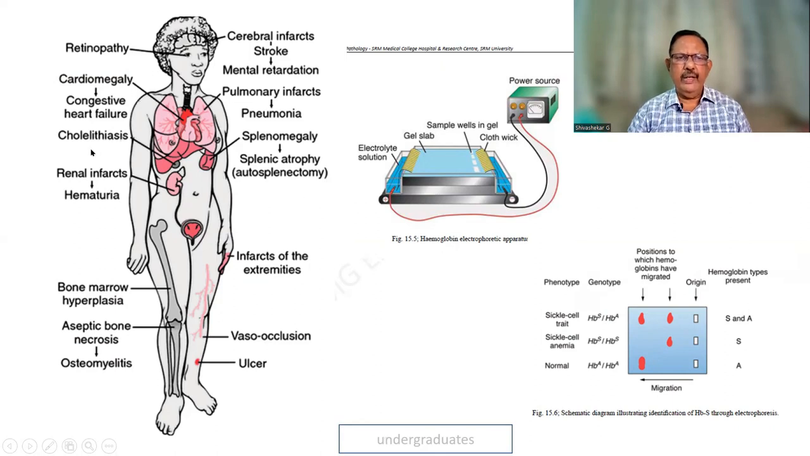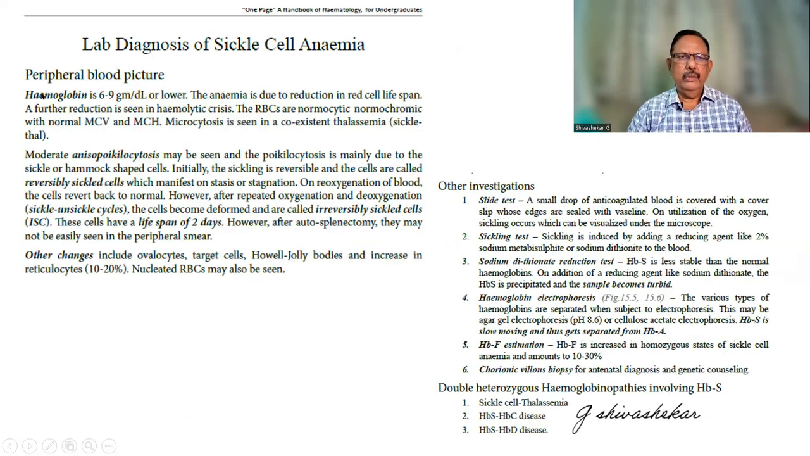Retinopathy, cardiac failure, cholelithiasis, renal infarcts, pulmonary infarct, cerebral infarct, any of the infarcts of the extremities, aplasia, vaso-occlusion, leg ulcers. Leg ulcers, classical history. It can be diagnosed by means of hemoglobin electrophoresis, wherein the hemoglobin S is getting separated. So this will be what we will have to write.